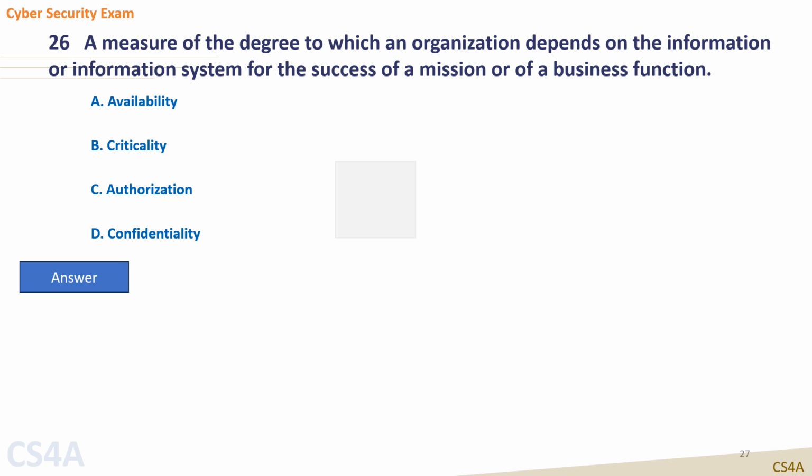Here the question is, a measure of the degree to which an organization depends on the information or the information system for the success of the mission or the business function. So availability, criticality, authorization, and confidentiality. If you see the question carefully, degree to which an organization depends on information or information system. So availability, authorization, and confidentiality are the CIA triad, which comes as part of the security concepts. So criticality is the degree to which an organization depends on the information system. So the answer is B.